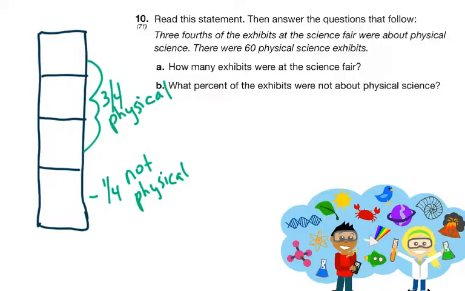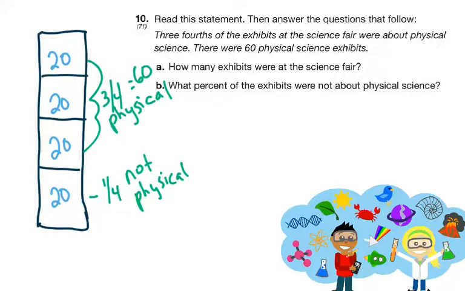And 60 of these physical science were in that 3/4. So you have 3 boxes that you have to split 60 into. So you're going to think, what is 60 divided by 3? And you should come up with, good, 20. So you're going to add 20 into those 3 boxes, and if those 3 boxes are 20, what's the last box? Good, you should have come up with 20.